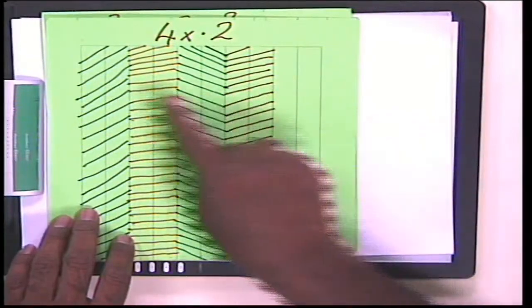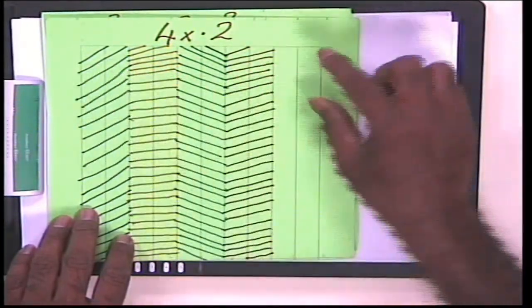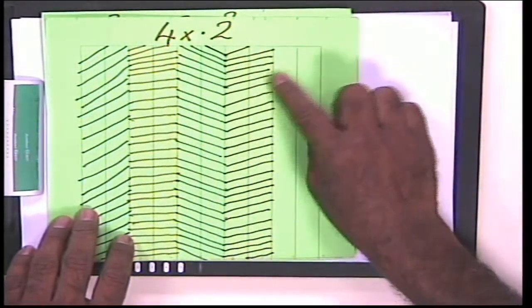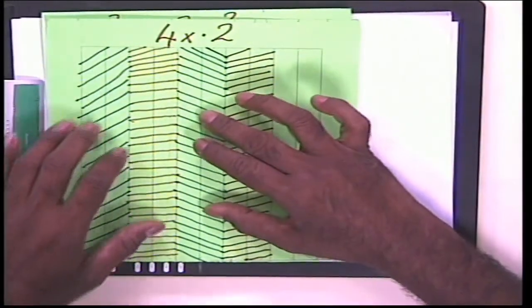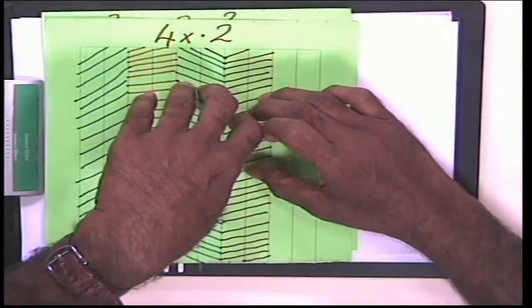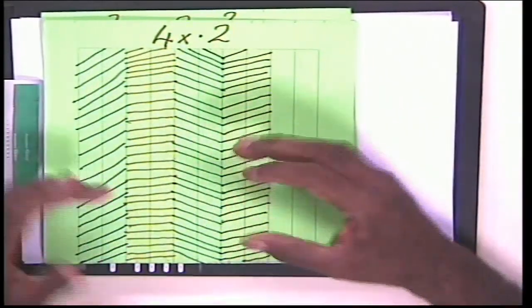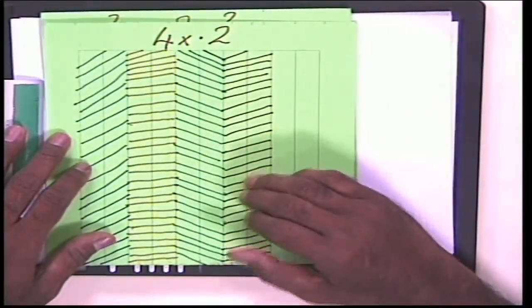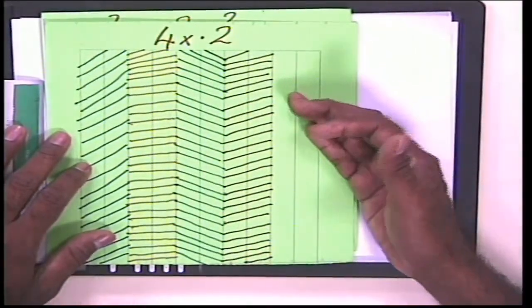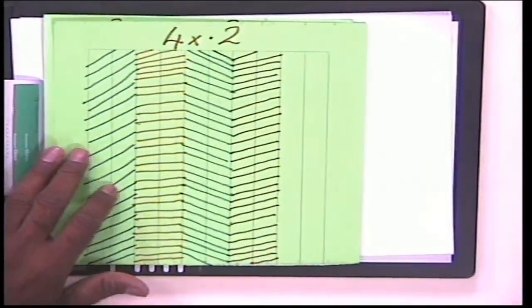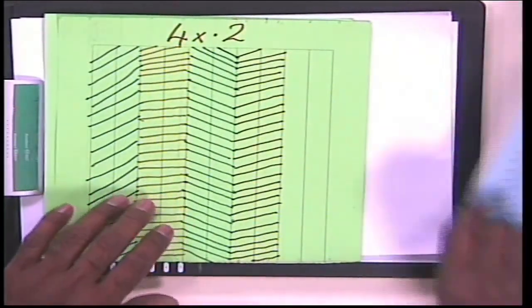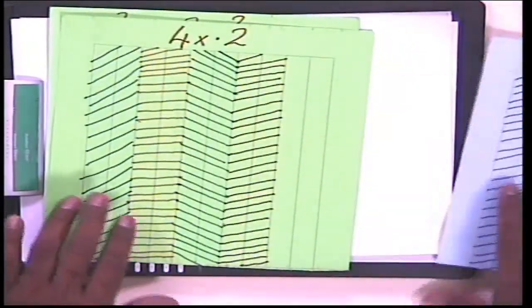कितना पार्ट हो गया? आप काउंट करेगा. हम लोग आउट ऑफ 10 देयर आर 8 पार्ट शेडेड. इसका मतलब दिस इज 0.8 है. Therefore 4 into 0.2 is equal to 0.8. Okay. Yet another example, I am going for one more example.